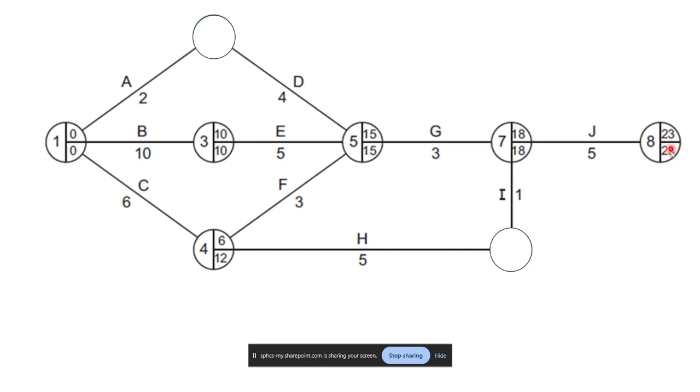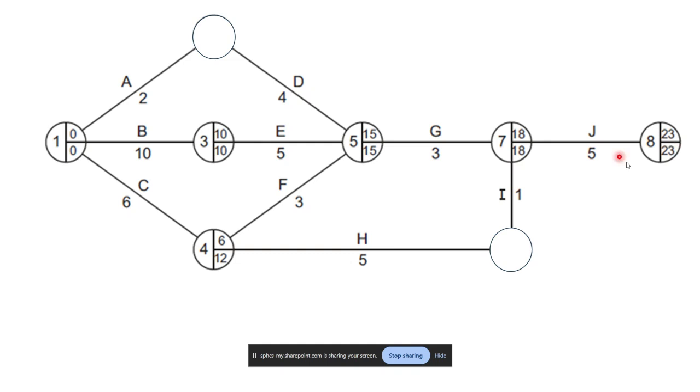The whole project is due to finish at week 23. 12 plus 5 is 17. 17 plus 1 is 18. 18 plus 5 is 23. Let's just say this finishes in week 13. It doesn't meet its week 12 deadline. Well, 13 plus 5 is 18. 18 plus 1 is 19. That means we can't start activity J until week 19, which takes 5 weeks. That pushes it up to 24.